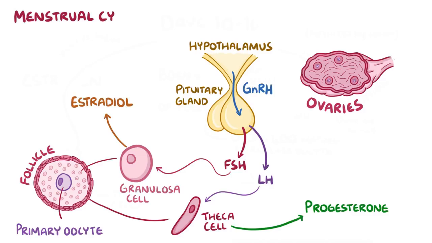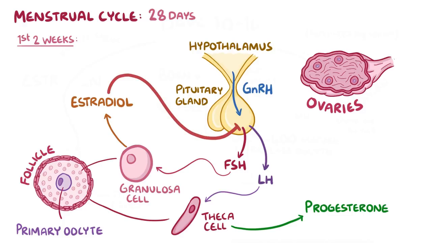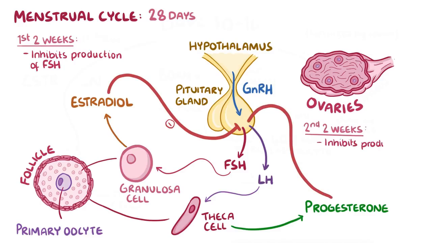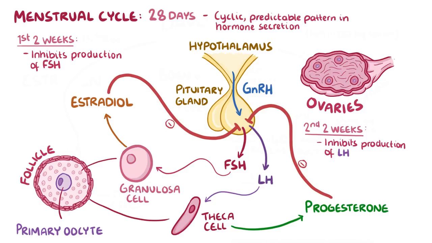The menstrual cycle on average lasts about 28 days. And for the first 2 weeks, estrogen sends a negative feedback signal to the pituitary, which inhibits the production of FSH. And likewise, during the second 2 weeks, progesterone inhibits LH production. So hormone levels are basically constantly being regulated, and this leads to a cyclic and predictable pattern in hormone secretion during the reproductive period.